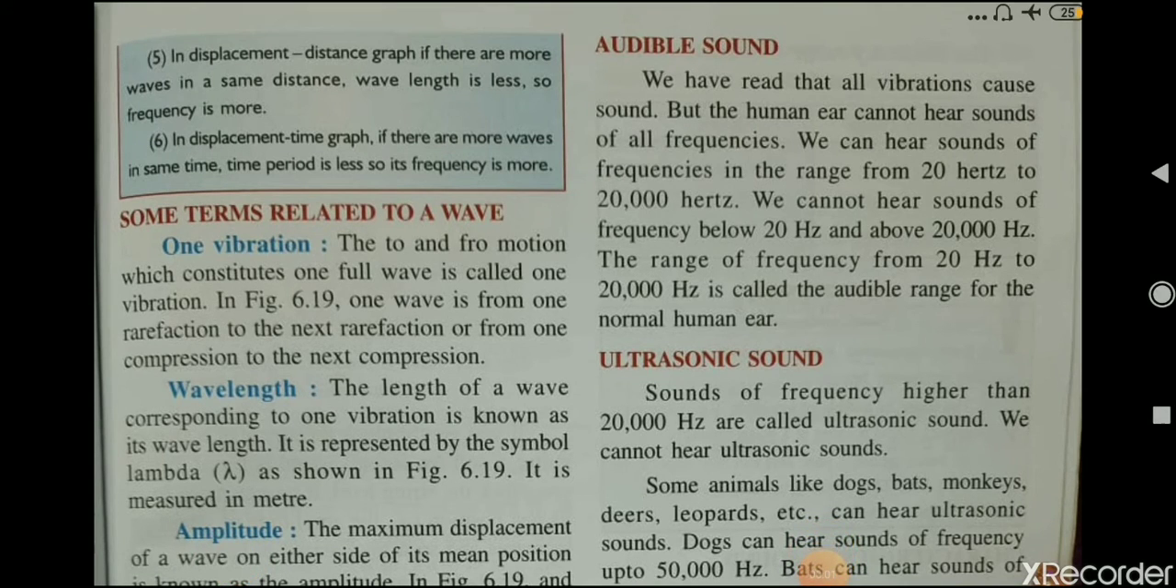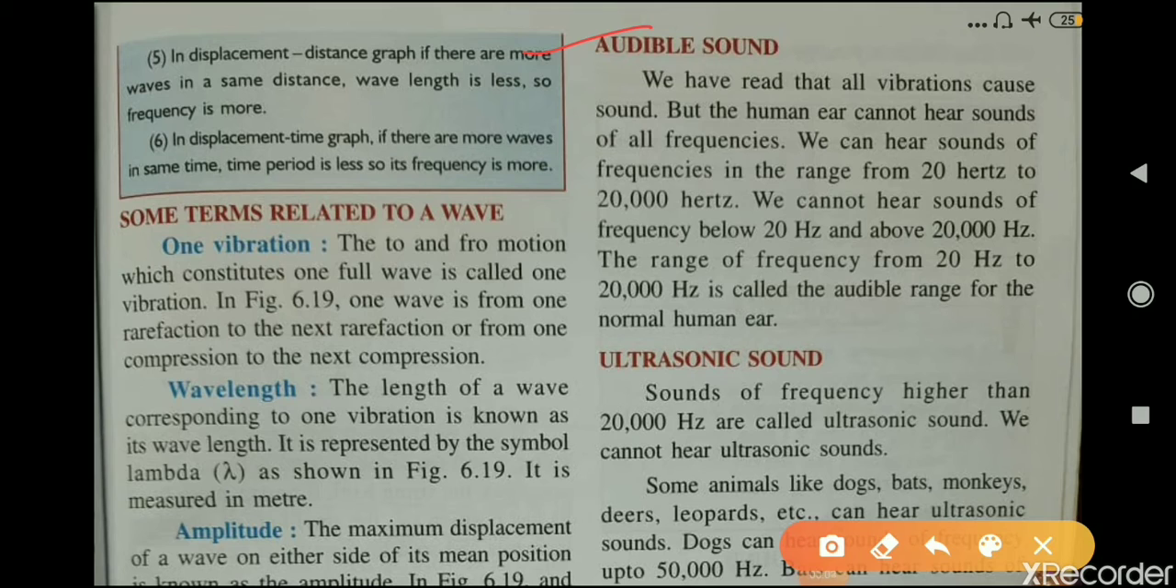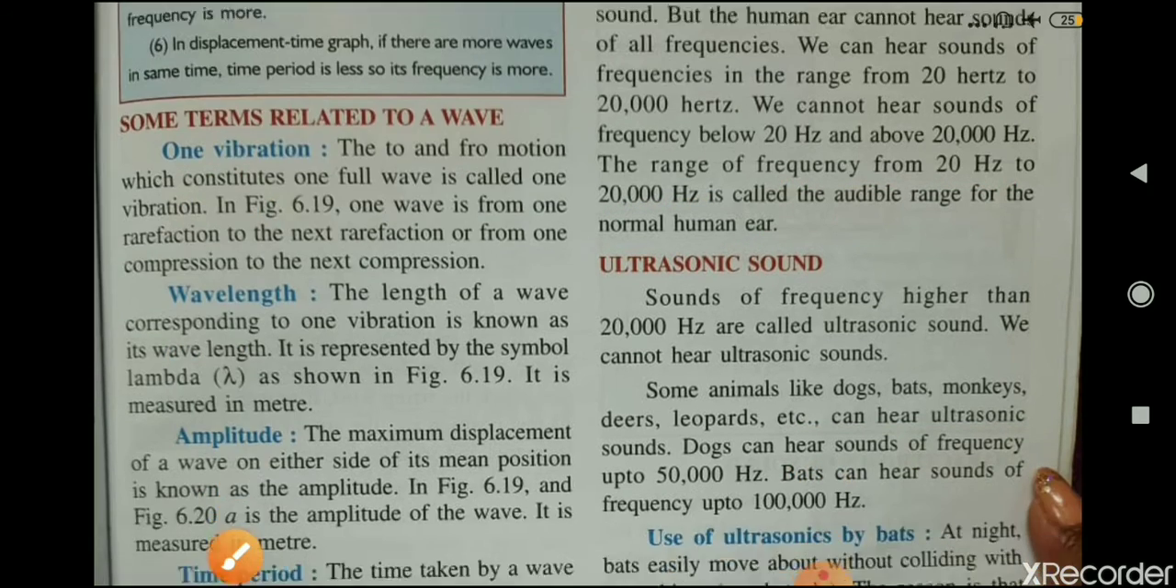Now, audible sound. Audible sound is of frequency 20 hertz to 20,000 hertz. We cannot hear sounds of all frequencies. We can hear sounds of frequencies in the range from 20 hertz to 20,000 hertz, and we cannot hear below 20 hertz and above 20,000 hertz. So the range of frequency from 20 hertz to 20,000 hertz is called the audible range for the normal human ear.